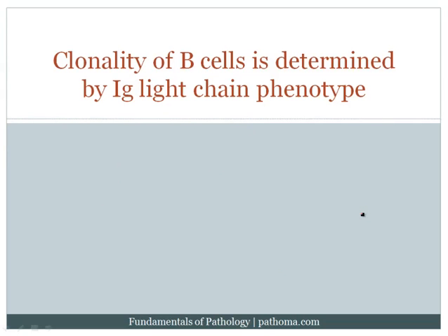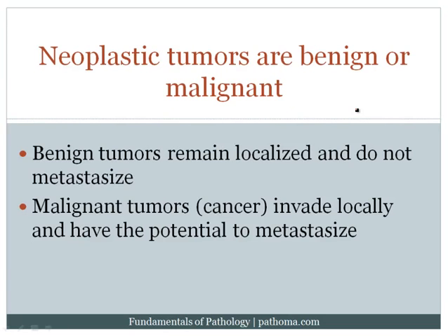So again, here's what I've stated in the book. In your text, the clonality of B cells is determined by immunoglobulin light chain phenotype. Okay, now going back to a general principle, when we have neoplasia, neoplasia can be benign or it can be malignant. Let me make something very clear because sometimes this is misunderstood and it's missed on examinations as well.